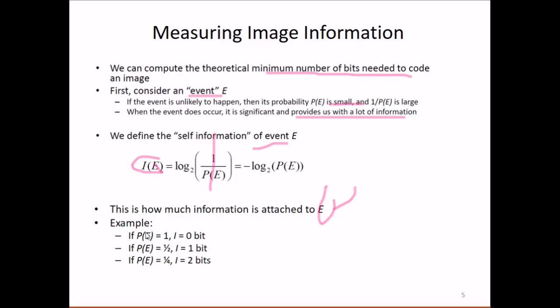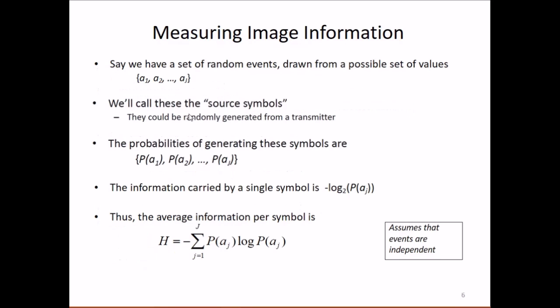For example, if P of E is half, what do we say? We have I equal to 1 bit. For P equal to 1 by 4, it will be 2 bits. This is log base 2, so 2 squared is 4, that is why. This is how we can get the theoretical minimum.